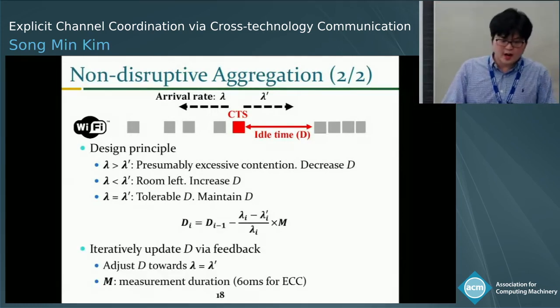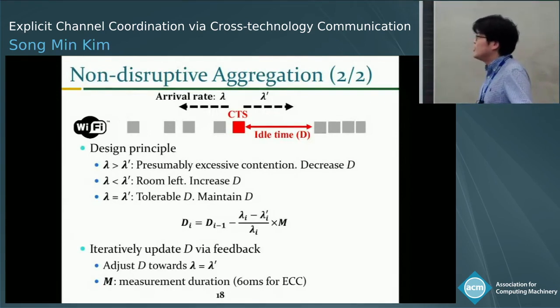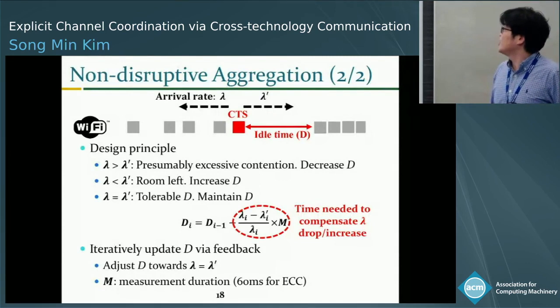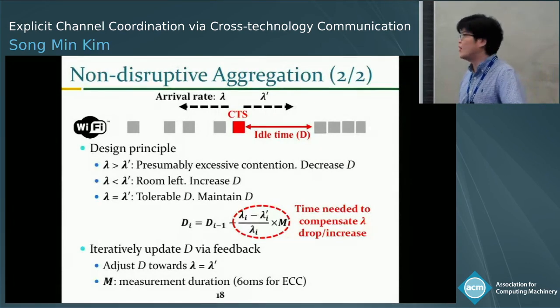We iteratively update D via feedback through this equation, where we adjust D. This equation essentially adjusts D towards lambda equals lambda prime, where the update parameter indicates the time needed to compensate the lambda drop or increase following CTS.